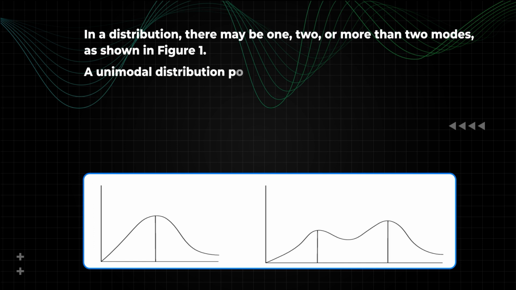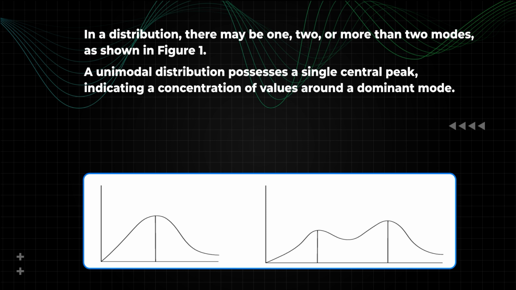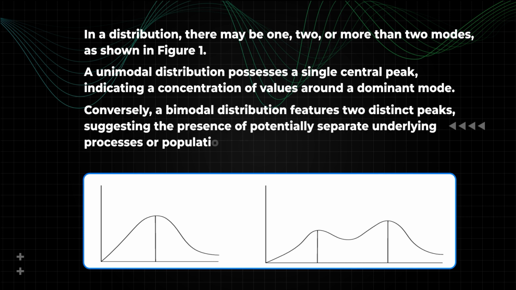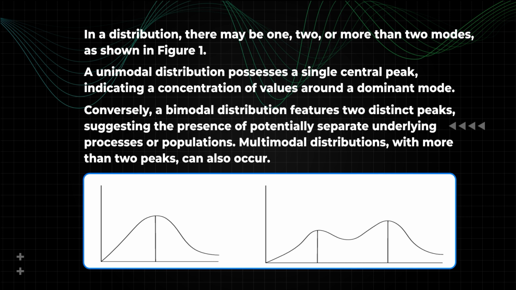A unimodal distribution possesses a single central peak, indicating a concentration of values around a dominant mode. Conversely, a bimodal distribution features 2 distinct peaks, suggesting the presence of potentially separate underlying processes or populations. Multimodal distributions with more than 2 peaks can also occur.